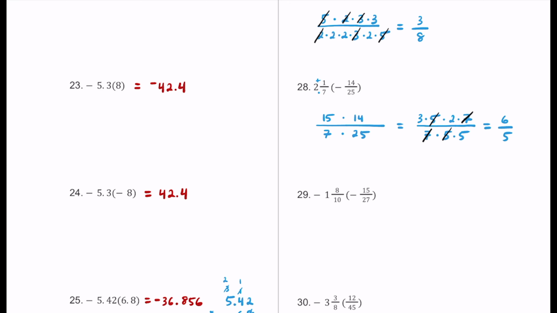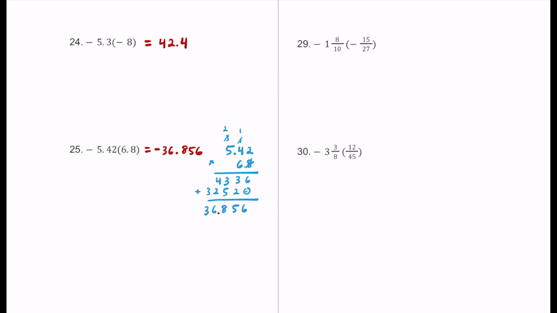So we can leave it as a mixed number if we'd like to here. This is going to be a mixed number, the improper fraction is going to be negative 6/5, just because we had a positive times a negative. Or we could also write negative 1 and 1/5 if you wanted to write the mixed number.